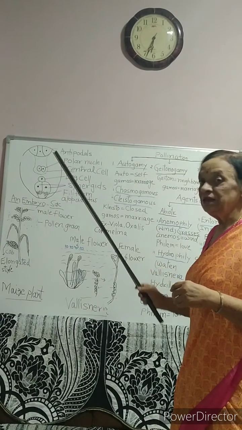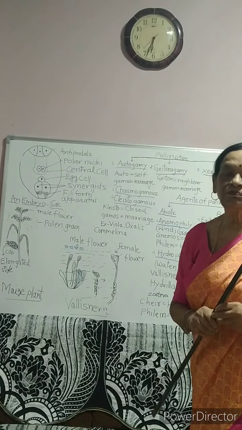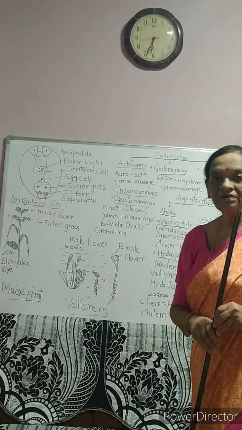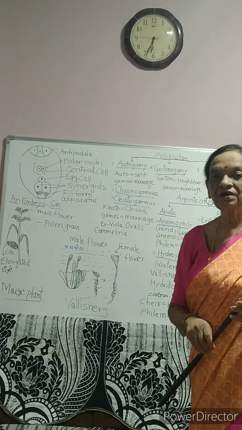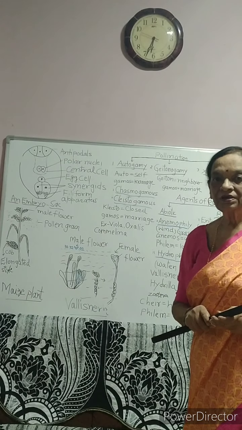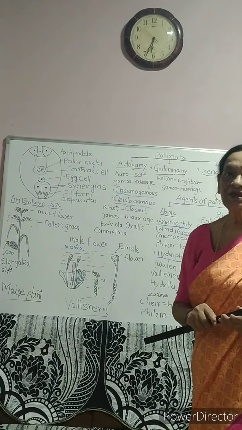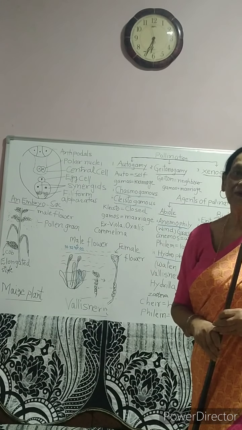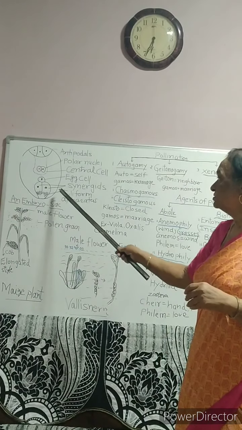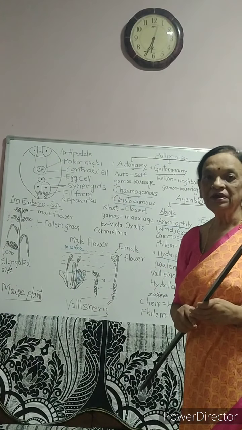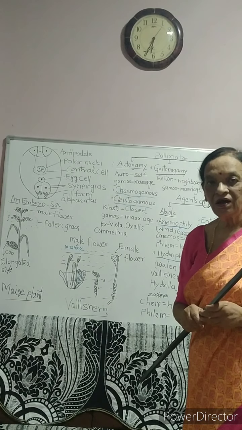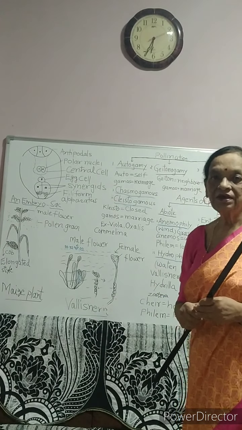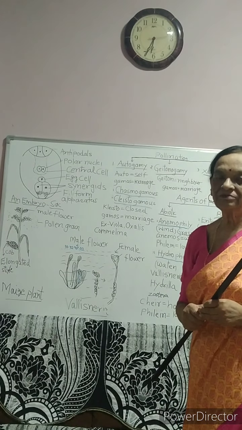Further development of the male gametophyte depends on when it is shed on the stigma of the gynoecium. It has to move through some agent towards the stigma. The female gametophyte is non-movable. So, this is the difference between male and female gametophyte.